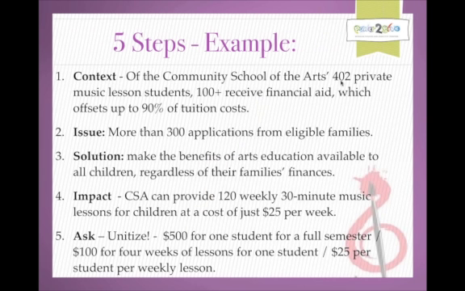So this is a project at our local community school of the arts here in Charlotte. They have a financial aid program that provides about 100 kids with financial aid, which offsets about 90% of the tuition costs. That's the context. The problem is that they have more than 300 individual kids applying for this funding, so they have greater demand than there is ability to fund.